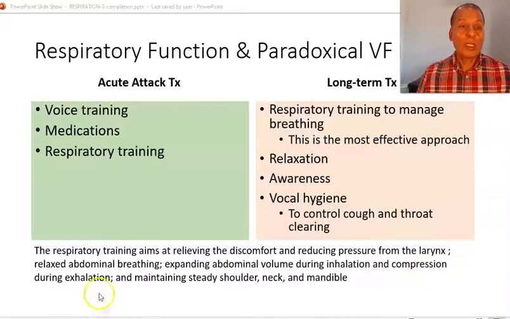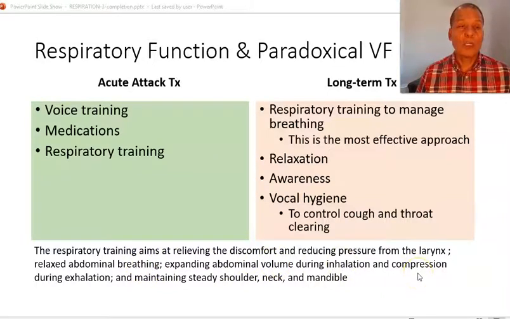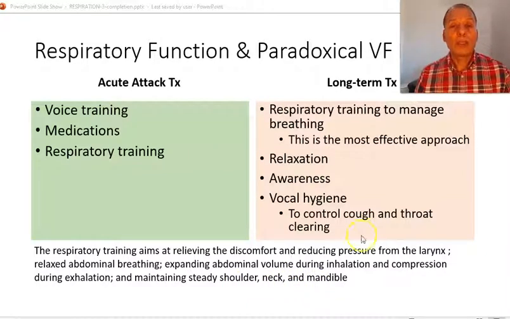That is one. To relax the abdominal breathing, to make it use abdominal breathing more effectively so you can take air in more, and expand abdominal volume during inhalation and compression. And also to teach the person to increase abdominal compression while exhaling, and also to maintain steady shoulder position and steady neck and mandible postures while speaking.